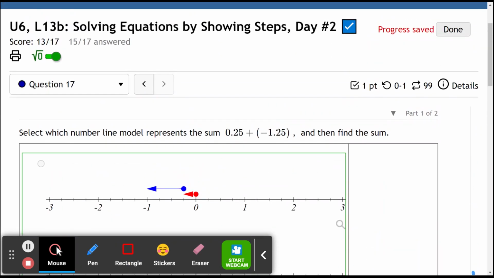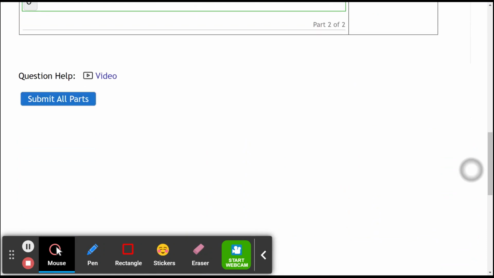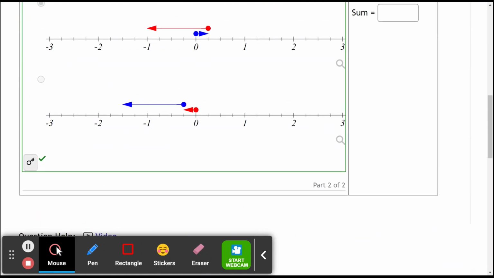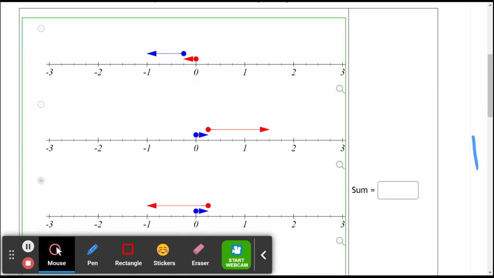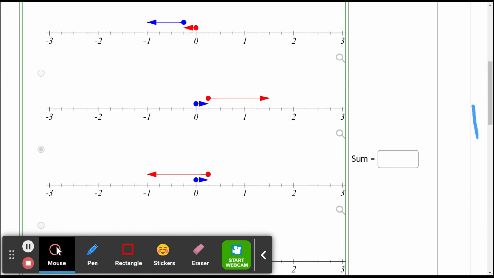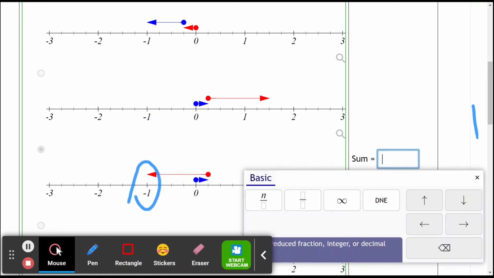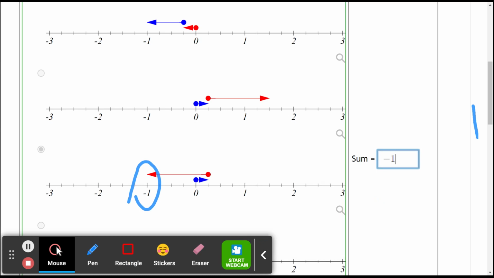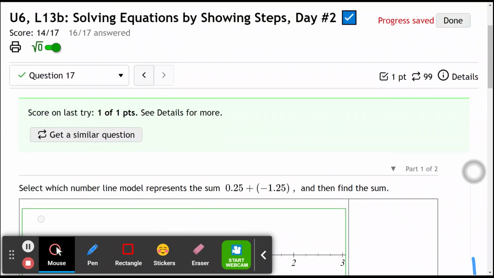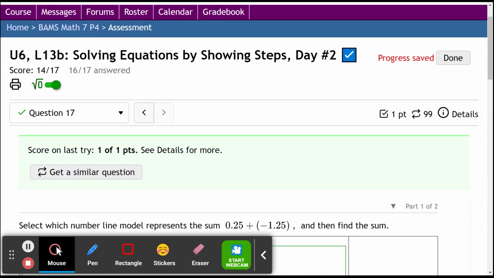Okay. The answer to this one ends up being -1. It lands on -1 right there. So this is -1. And I think that rounds it all out. So there you go.